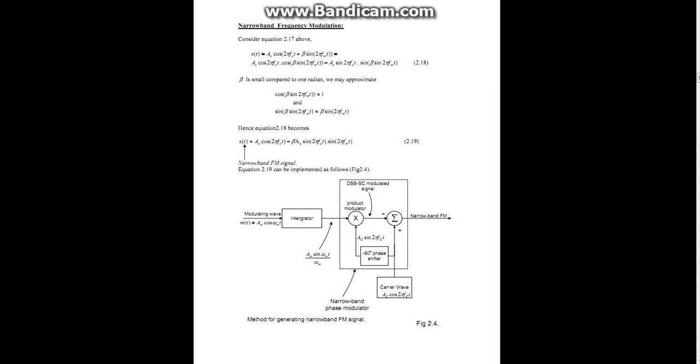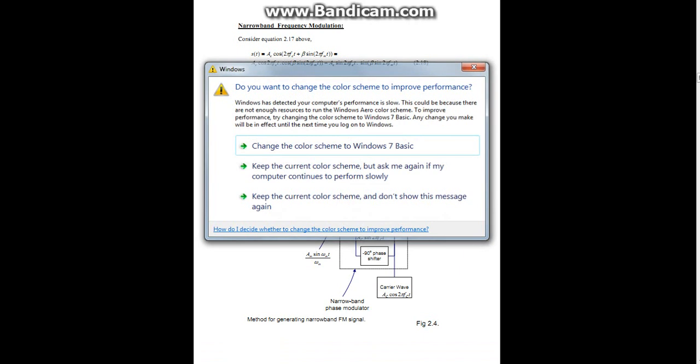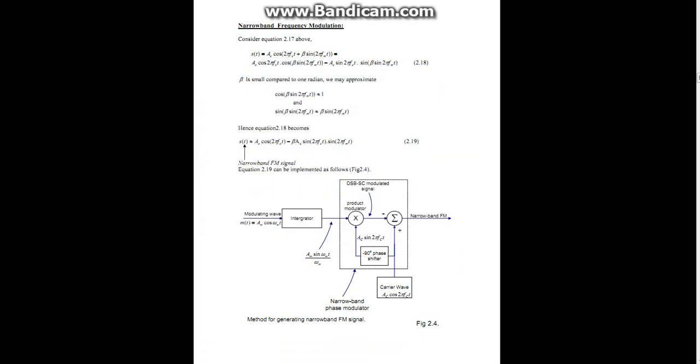Based on this equation, we can draw the block diagram for generation of the narrowband FM signal. This is the block diagram showing how the narrowband FM signal is generated. First we apply the signal to an integrator, then a product modulator, then a phase shifter, and at the end multiplication with the carrier signal, and then finally we get the narrowband FM signal.